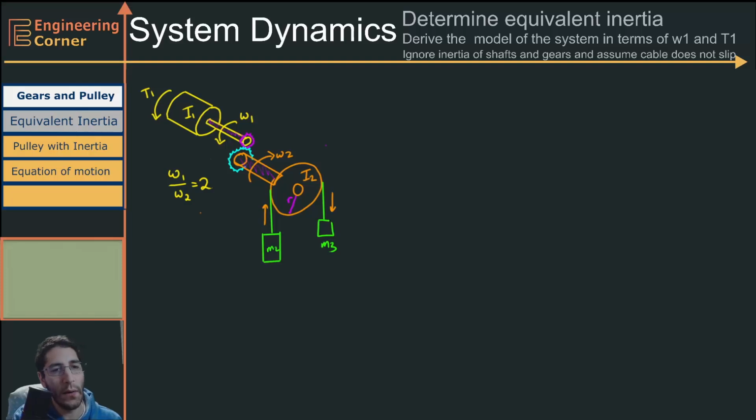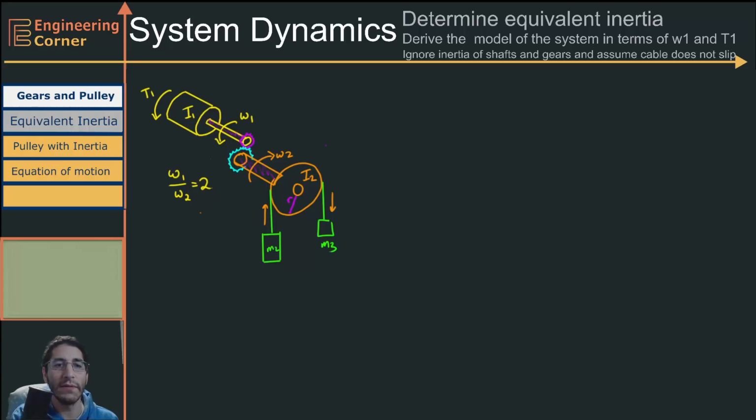In this video, I want to look at this system which consists of an input shaft connected through some gearing to an output pulley, which has two masses on it. And what I want to do is determine the equivalent inertia of the system, and I want to derive the model in terms of our angular velocity 1 and T1.